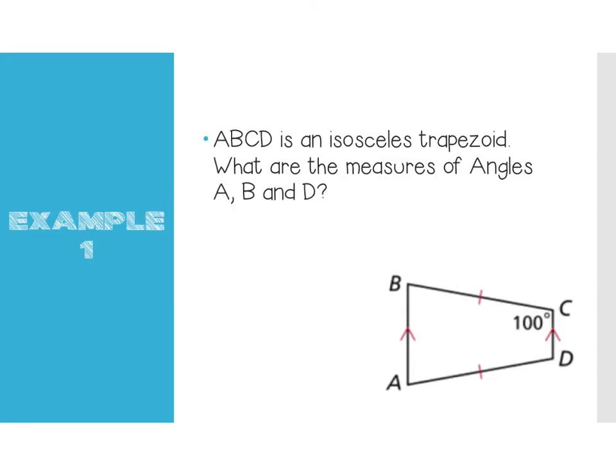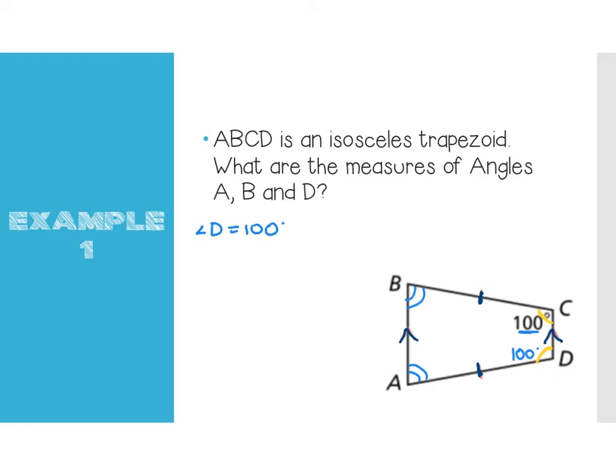All right, example 1 says ABCD is an isosceles trapezoid. What are the measures of angles A, B, and D? In my diagram, these are now the congruent sides. Those are going to be my legs. These are my parallel lines. So the base angles in pairs would be angle C would match angle D, and angle B would match angle A. Hopefully we remember that we just said that if it's an isosceles trapezoid like this one, the base angles are congruent. So if 100 is on C, then 100 would also be the same measure as D. So I know angle D is 100.